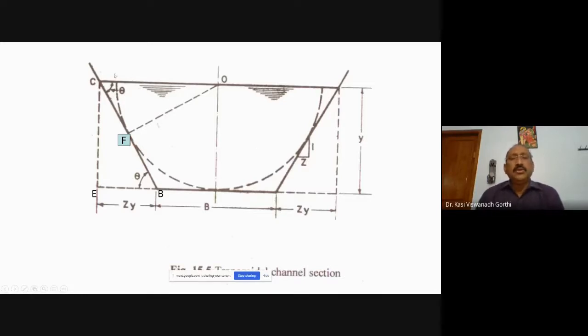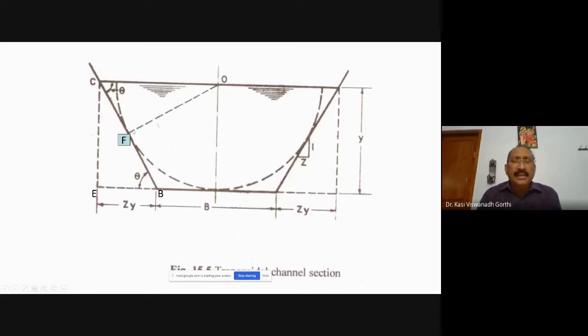Okay, so this is the top width for a trapezoidal channel section. Let O be the center of this top width. If O is the center of the top width, this portion OC will be half of the top width. What is the total top width for a trapezoidal channel section? B plus 2zy. So this becomes (B plus 2zy) by 2, which is also, just now we have proved, equal to y root 1 plus z squared. That is, of course, one condition. Now, let the included angle be theta at this corner. Let the included angle be theta.